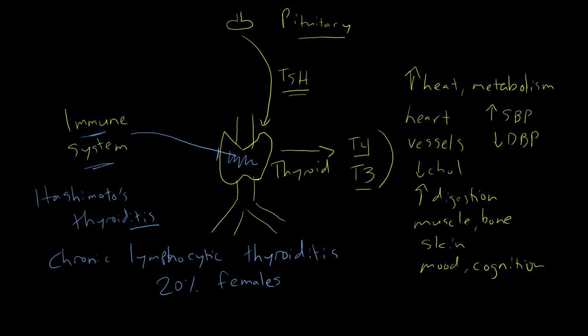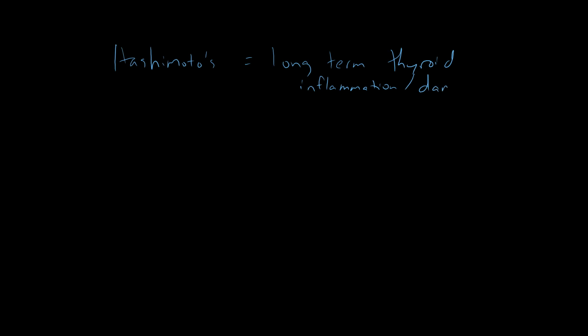So Hashimoto's thyroiditis is a form of long-term thyroid inflammation and damage. It is not always permanent. It can sometimes go away.